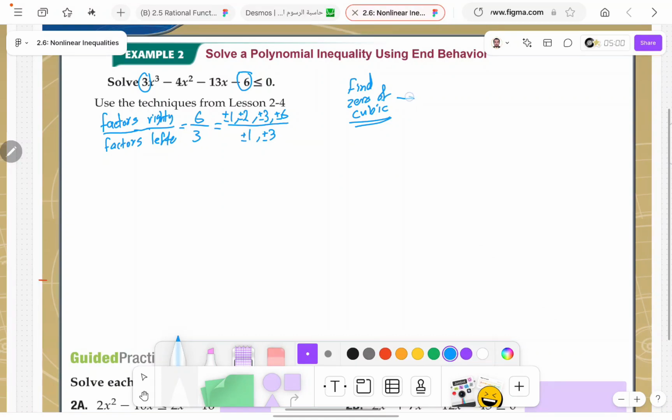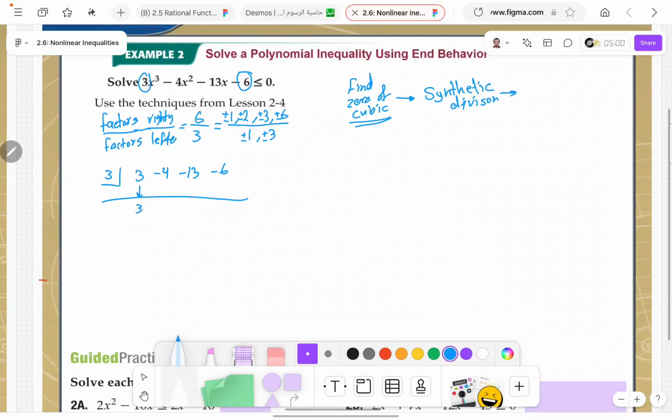After you find only one zero of the cubic, step 2 is synthetic division. So now I just tested all the values. I replaced all the values in x, and I think I got that 3 is a zero. So let's now test 3. Let's write the coefficients: 3, negative 4, negative 13, negative 6. So now let's do the synthetic division.